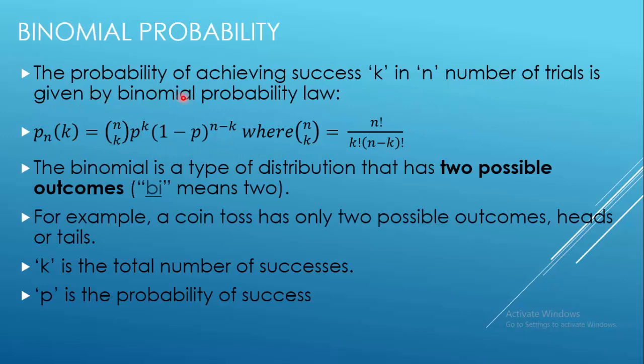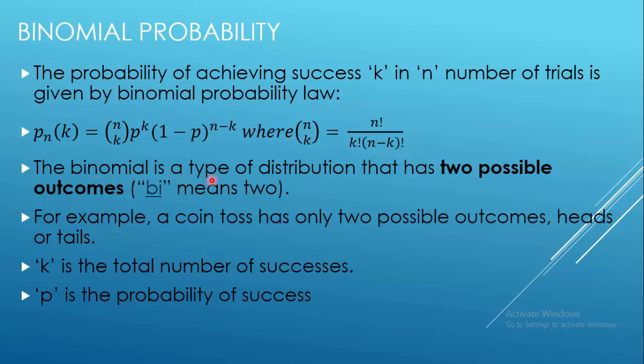The probability of achieving success k in n number of trials is given by the binomial probability law, which says that P(k) is equal to n choose k, where n is the number of trials and k is the total number of successes or objects you want to pick, and then probability p raised to power k, (1 minus p) is the failure, raised to power n minus k, and this n choose k is equal to n factorial divided by k factorial (n minus k) factorial.